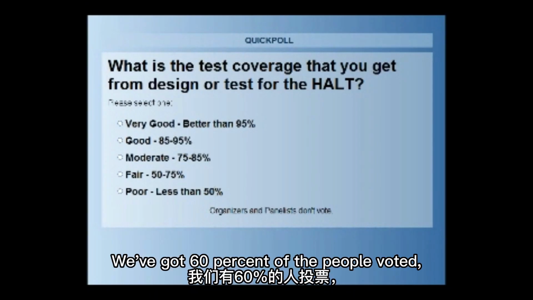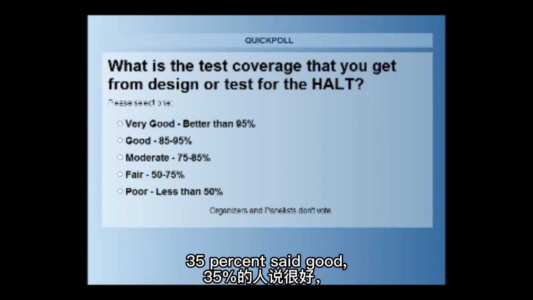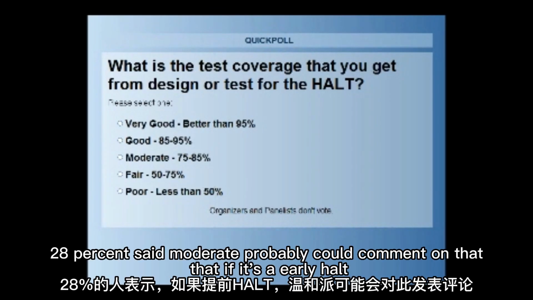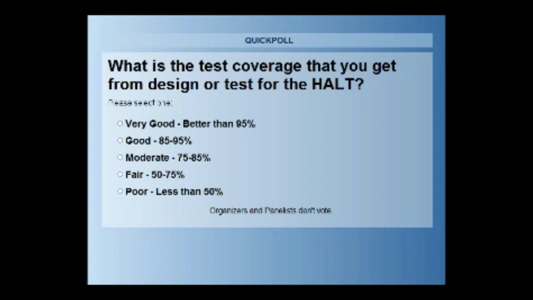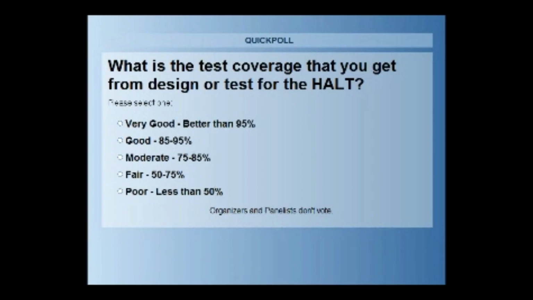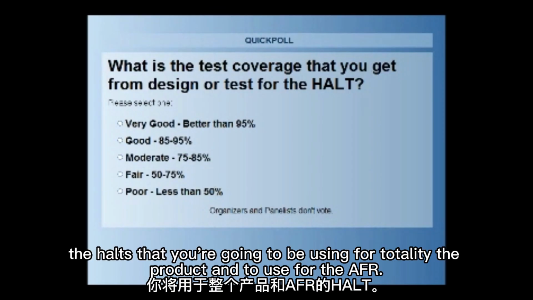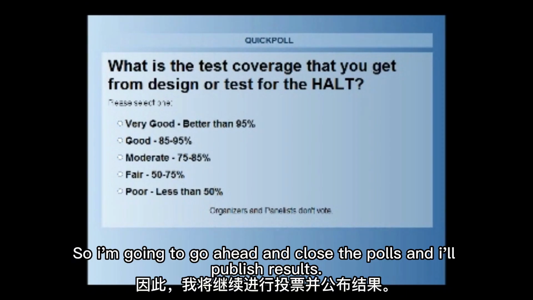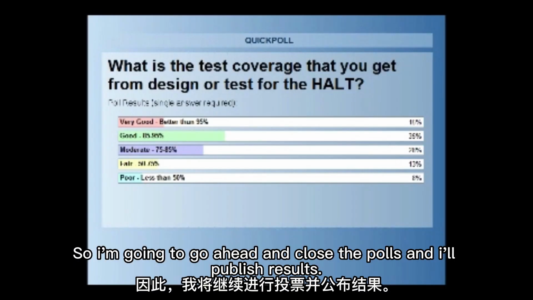Let's see here. We've got 60% of the people voted. 35% said good, 85 to 95% coverage, 28% said moderate. Probably could comment on that: if it's an early HALT, like soon after the first prototype is built, it's very understandable to have moderate or even fair coverage. But towards the end of the development, the HALTs that you're going to be using to validate the product and to use for the AFR, we would hope and expect that you'd be in the very good range. So I'm going to go ahead and close the polls, and I'll publish results.